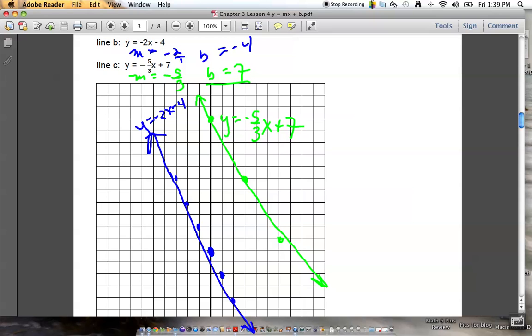Any questions? Yes? Will we get it wrong if we don't put the name of the line on it like that? Yeah, I call that the equation of the line or the name of the line. You should write it on it, because I'm often going to have you do 2 or 3 on the same axis to save space. That way we know which one is which.